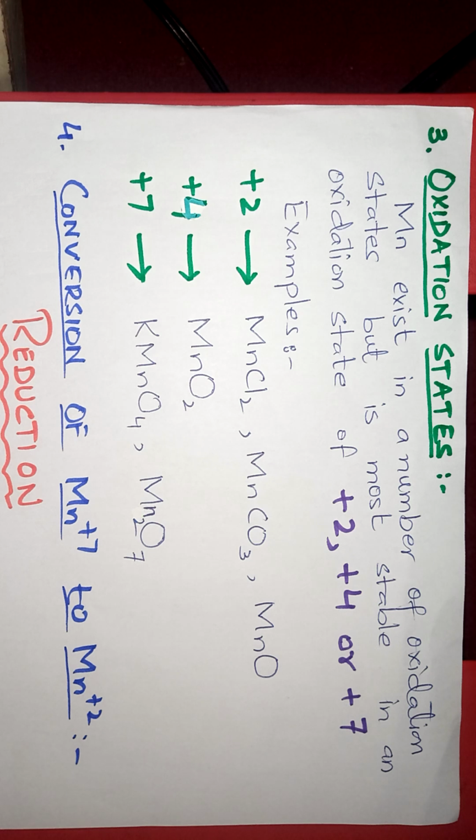+4: manganese dioxide. In this oxide, manganese exists in +4 oxidation state. +7: the examples of +7 oxidation state of manganese are KMnO4, potassium permanganate, and manganese oxide. This is another oxide of manganese in which manganese exists in +7 oxidation state.